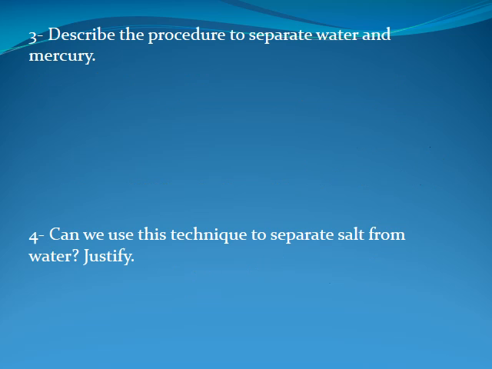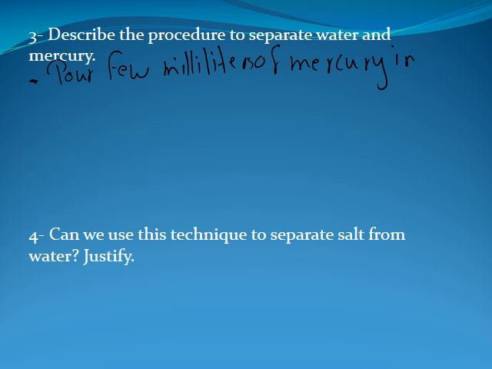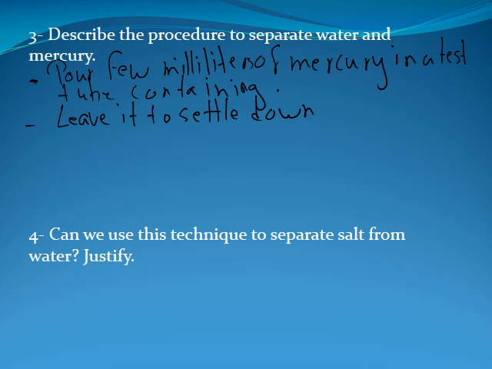Moving to 3. Describe the procedure to separate water and mercury. First step, number 1. What are you going to do? Yes, Tala. Pour a few milliliters of mercury in a test tube containing water. Next step. Yes, Muhammad Hassan. Leave it to settle down.